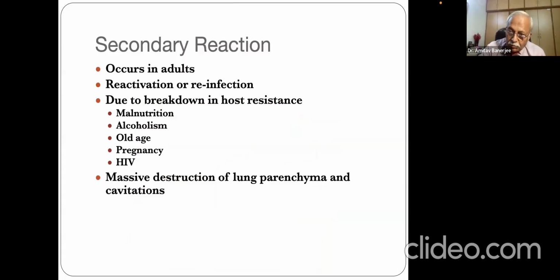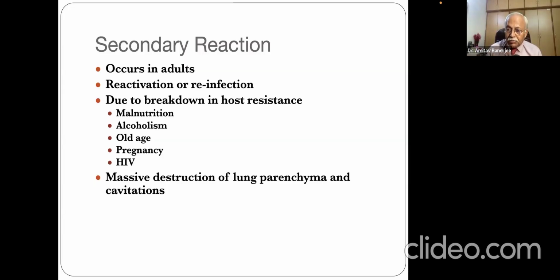Reactivation can be either by reactivation or the adult gets a fresh exposure. So it can be both. For reactivation, basically it is the breakdown in host resistance. Maybe due to malnutrition. Many elderly people get TB because they are staying alone, they are neglecting their nutrition. There may be consumption of alcohol, old age, and overall immunity comes down. Steroids or diabetes also can reactivate tuberculosis, pregnancy, or HIV infection.